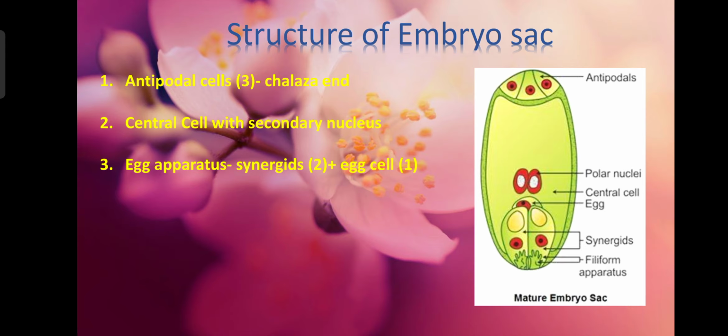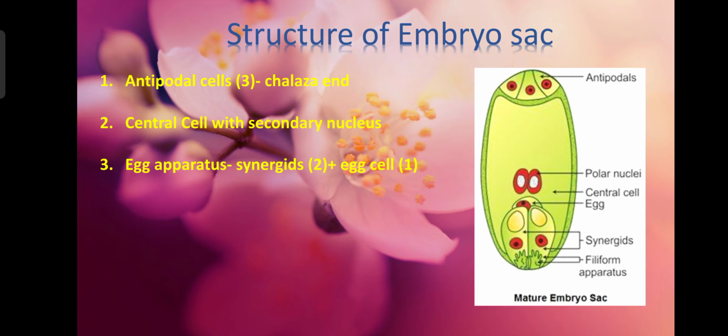So, what does the filiform apparatus do? The filiform apparatus guides the entry of the pollen tube into the synergids. I will repeat once again. If you look at the structure of the embryo sac, it is made up of 3 categories of cells. The first category of cells are called antipodal cells. The number is 3. They are found towards the chalazal end.